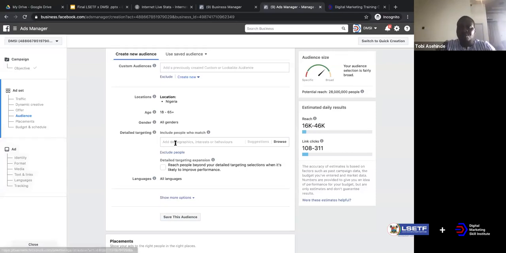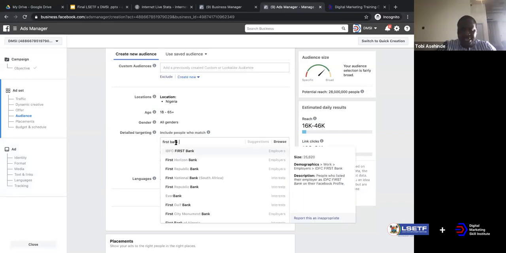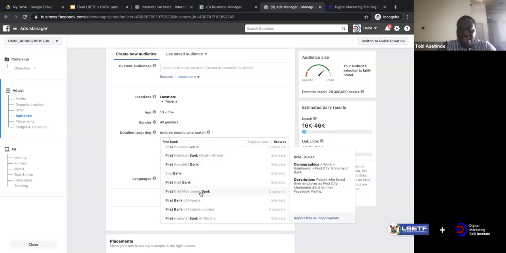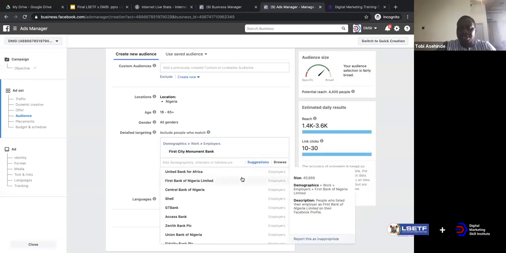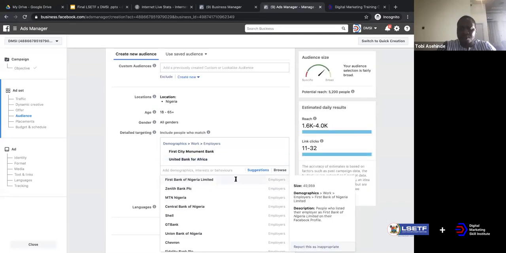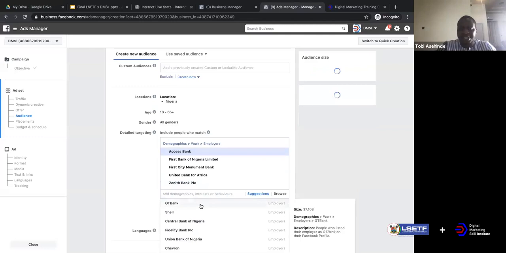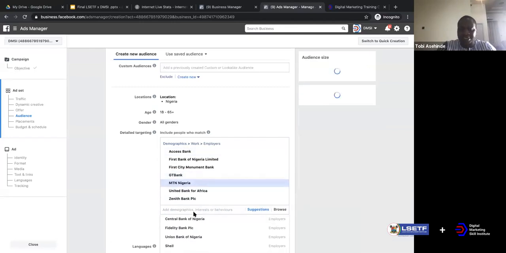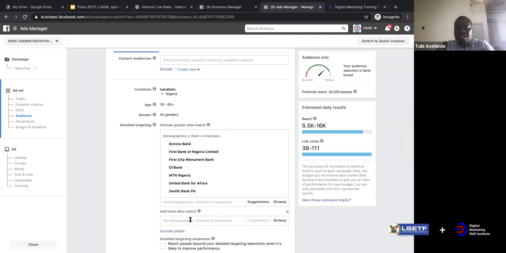So with Facebook, Facebook allows us to target people like that. So for example, let me come here and put First Bank, right? Are we together? I can target First City Bank, for example, employer. So these are people that are working in First Bank, UBA, First Bank of Nigeria, Zenith Bank, GT, Zenith, right? MTN, right? Are you with me? And then Facebook allows me to do what? To narrow the audience.